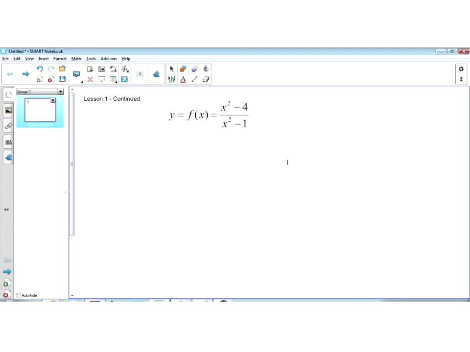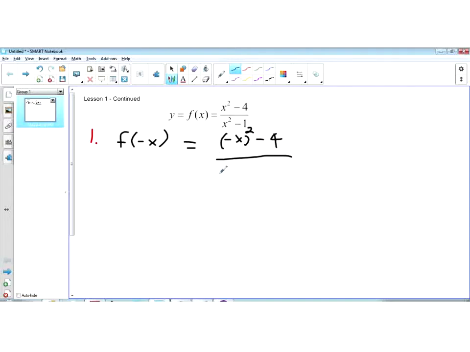So what do we do first? Well, the first thing we do is we check for symmetry. So sym check. So we start off by evaluating what is f of negative x. So that would be negative x quantity squared minus 4, divided by negative x quantity squared minus 1. And when we simplify that, we get what?